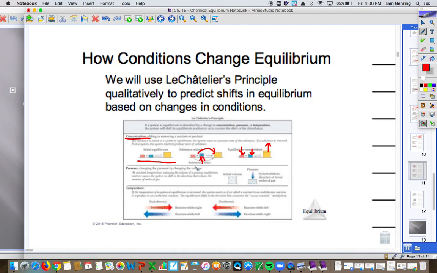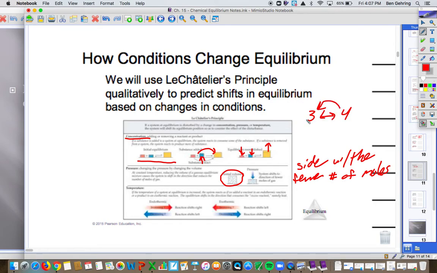If I change the pressure, so when we talk about gases, we can change pressure. When gases go from an initial state of equilibrium, if the pressure decreases, it pushes to the side with the fewer number of moles. We're going to look at this in a second, but you're basically going to add up all your coefficients. If you have a total of 3 on the left and a total of 4 on the right, if I add pressure to this system, it's going to push this way because 3 is smaller than 4.